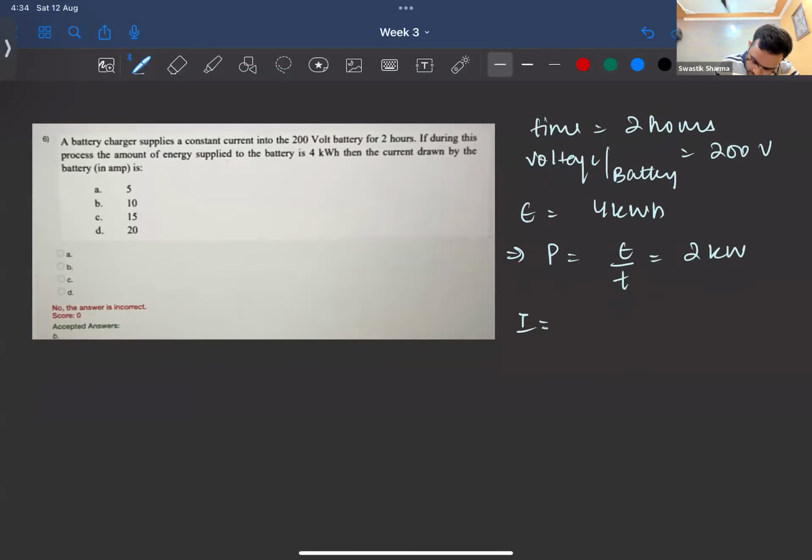And then current is simply, we know P is equal to VI. I is equal to nothing but 2000 watt divided by 200 volts. This is nothing but 10 ampere.